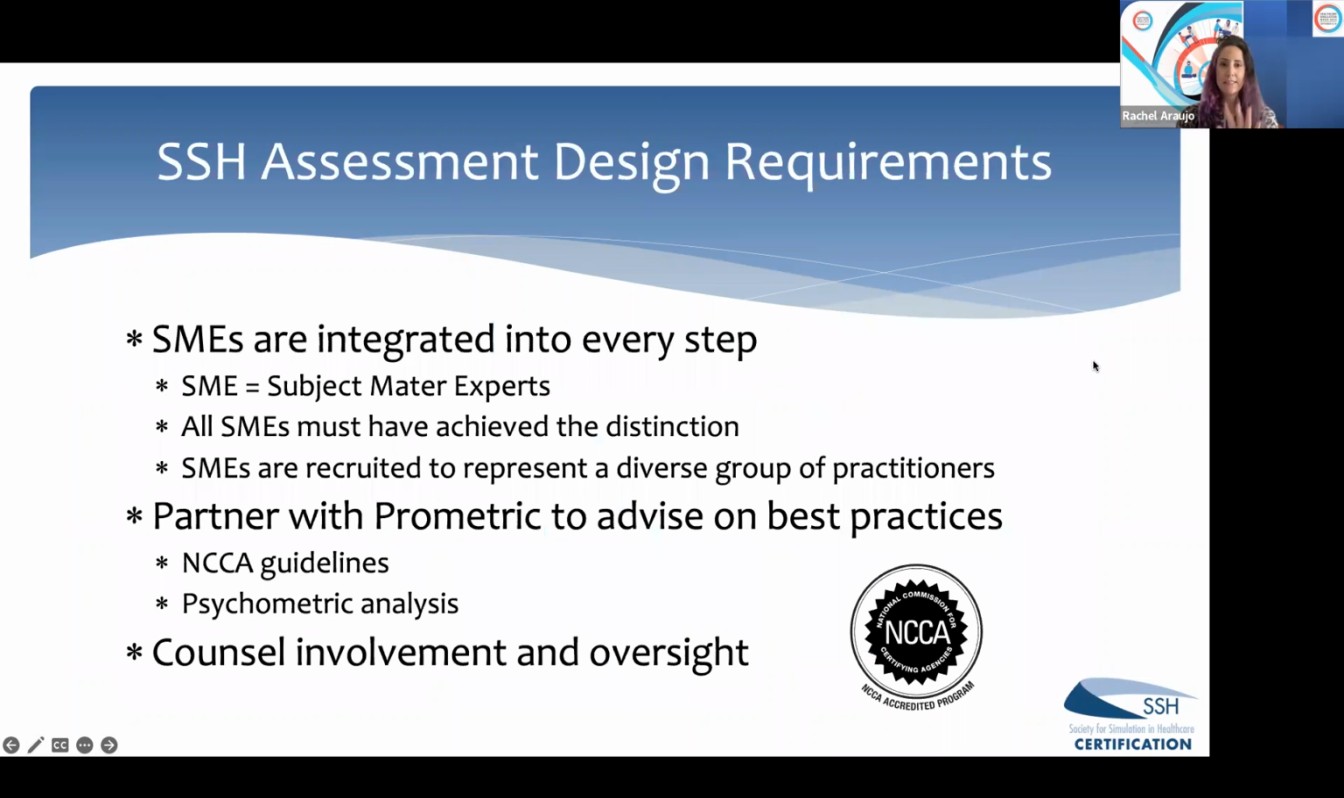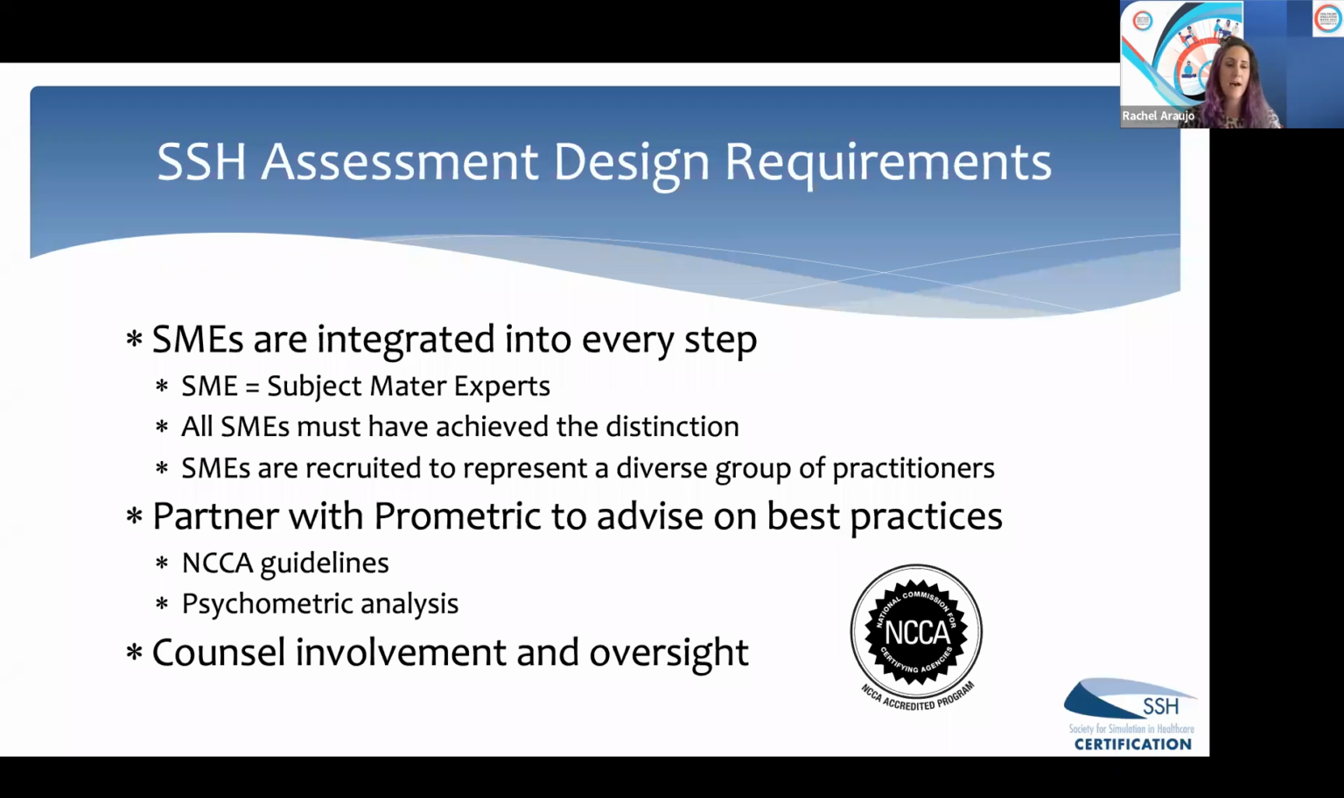SSH has some standard assessment design requirements. They apply through all phases of the test development lifecycle. The first one I want to touch on is that SMEs are integrated into every step. And who are SMEs? SMEs are subject matter experts, so people like yourselves who are working as simulationists. All subject matter experts must have achieved the distinction for the program that they are working on. So CHSEs can volunteer to work on CHSE projects. If you have a CHSOS, you're not working on the CHSE.